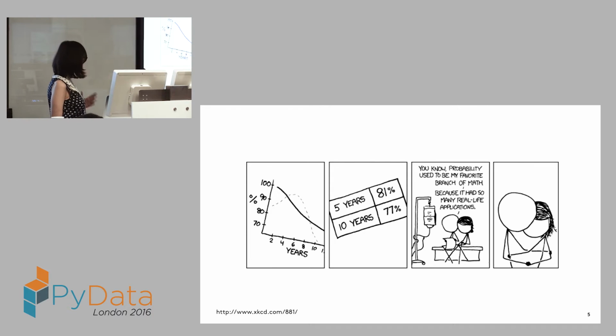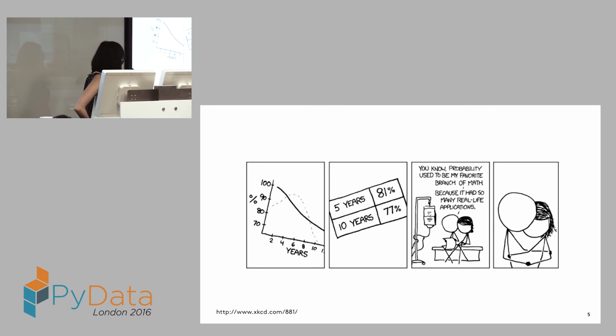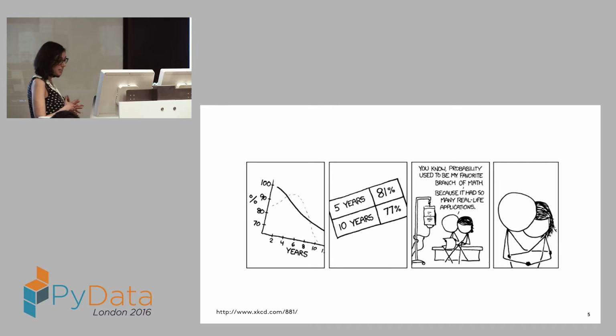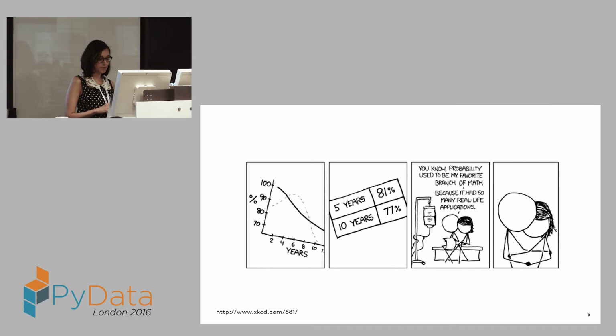So it says basically there's an 81% survival probability for an individual to live up to 5 years, and 77% up to 10 years. So they talk about probability being a favorite branch of math, because it has many real-life applications. So the main point of this talk is to convince you that actually this set of techniques is very, very important. So let me give a very brief intro.